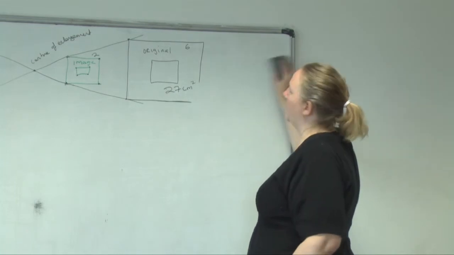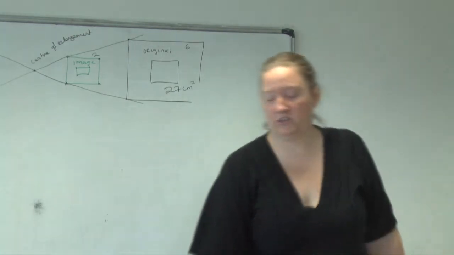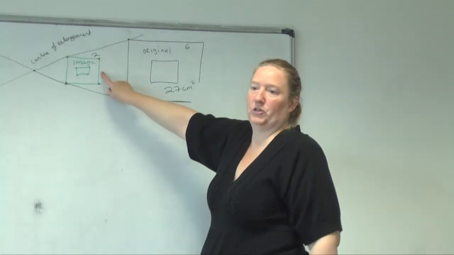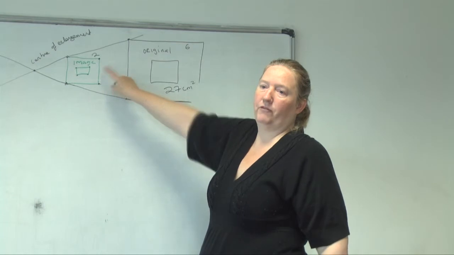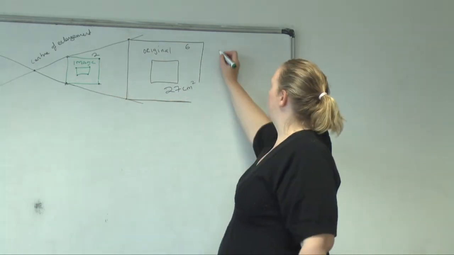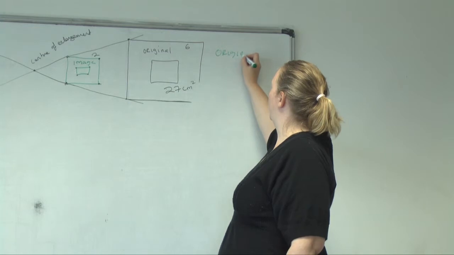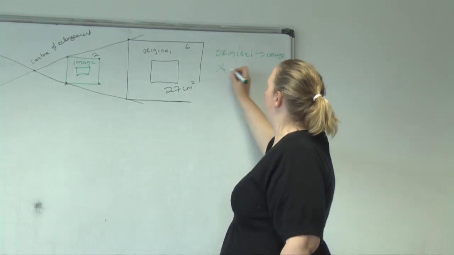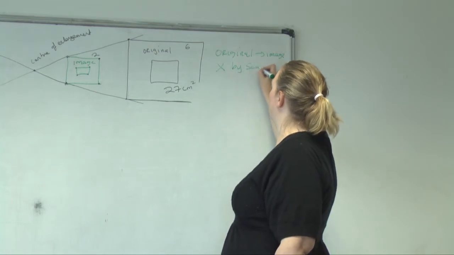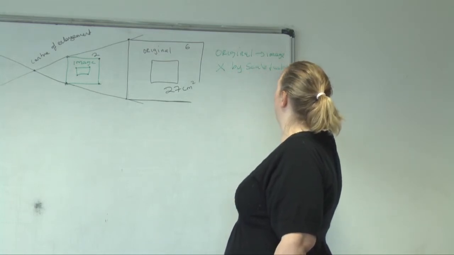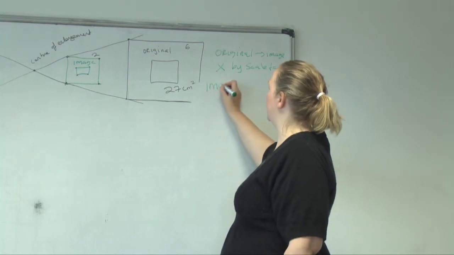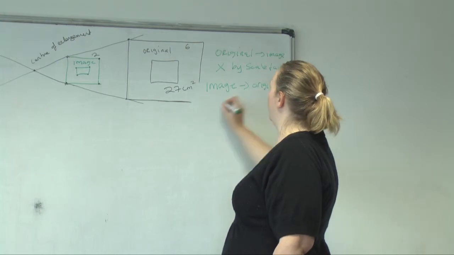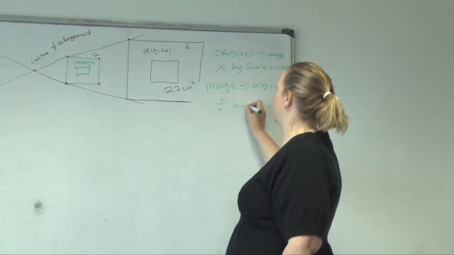The other thing they can ask you with scale factor is just to find the missing sides. So they might tell you that one is 2. If you're going from the original to the image, you multiply by the scale factor. If you're going from the image to the original, you divide by the scale factor.